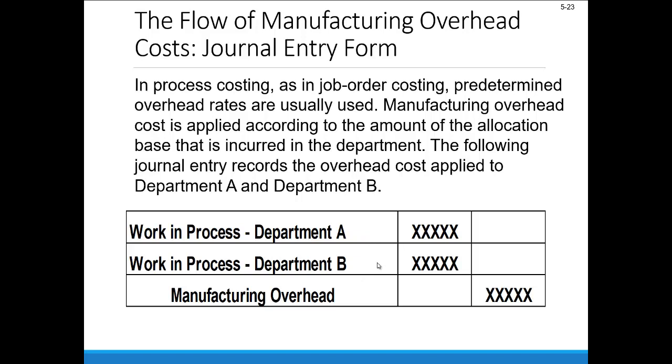So here's how the application of overhead would look in our department A and B example. We'd have the work in process accounts for both department A and department B debited for whatever overhead was applied to work in those departments. And then we'd have a corresponding credit to that manufacturing overhead account for the total.